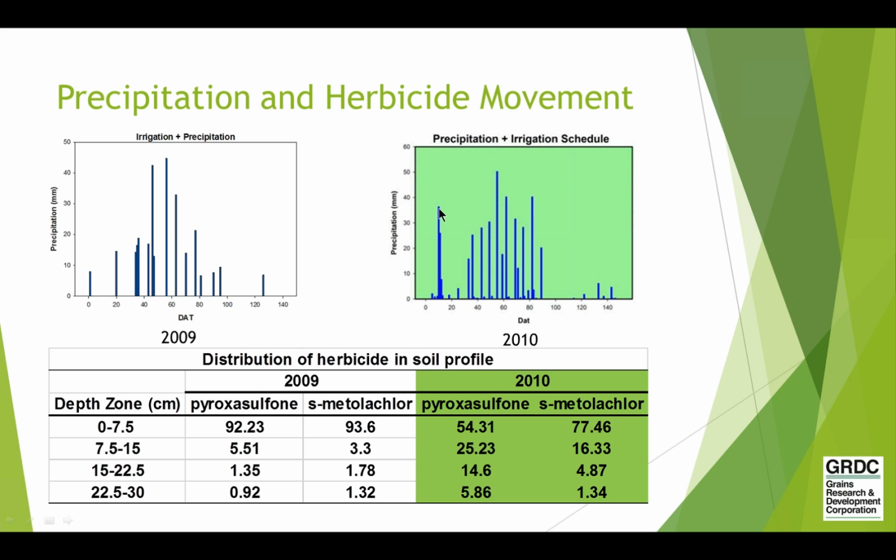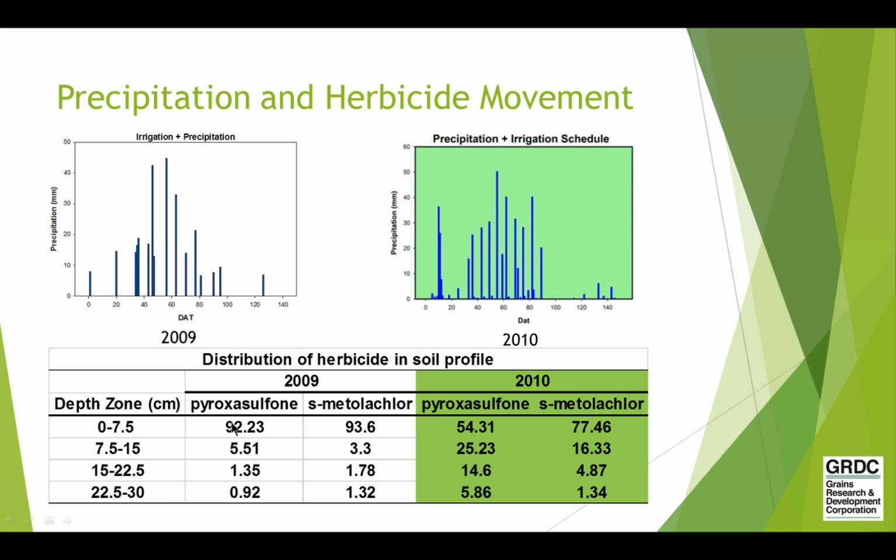We had about 70 millimeters of rainfall occurred over about a 3-day period, plus we had more rain through the season. And if we look at the distribution, here we have depth zones at 0 to 7.5, 7.5 to 15, 15 to 22.5, and 22.5 to 30 centimeters deep in the soil profile.